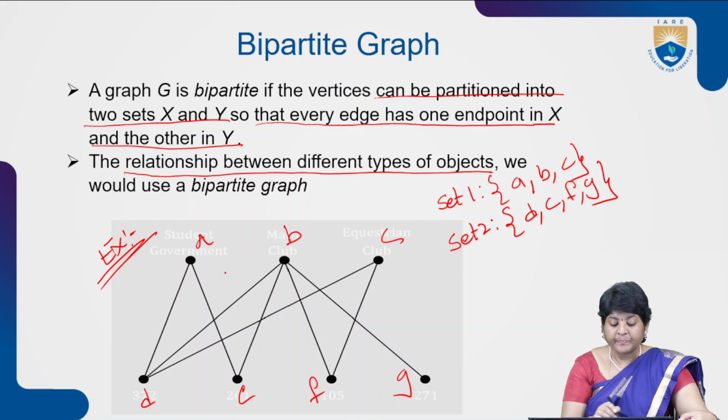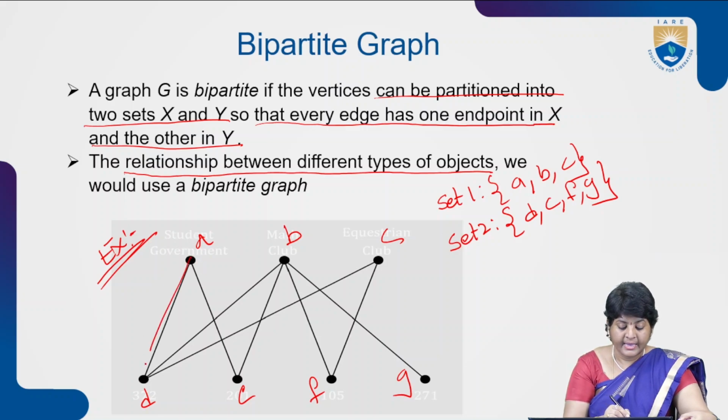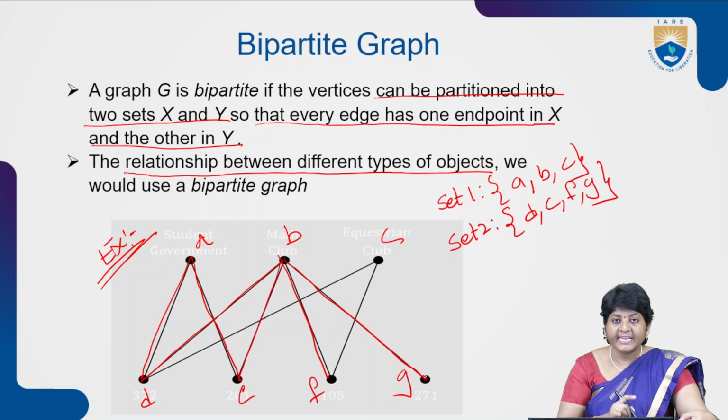And if you see, A is connected to D, A is connected to E, and then B is connected to D, B is connected to E, B is connected to F, and B is connected to G. So each vertex of set 1 is connecting with the vertices of set 2. And in set 1, C is present. This is connected to D and then F.